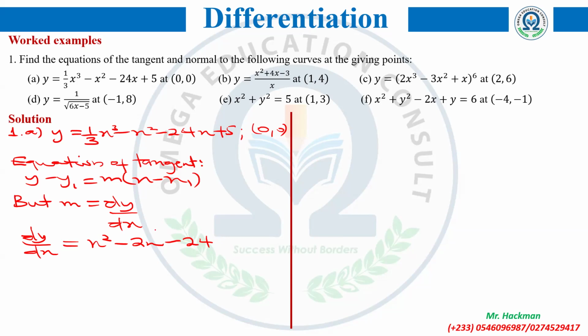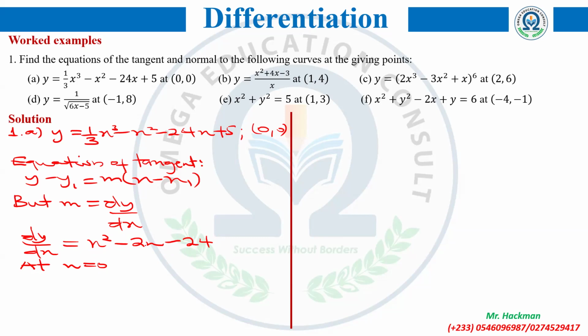Okay, so this is the general gradient. However, we are looking for a particular gradient on the line. So we have to write at x is equal to 0. So we are evaluating the gradient at that x coordinate for us to get a particular gradient. So this is the general gradient along the curve.